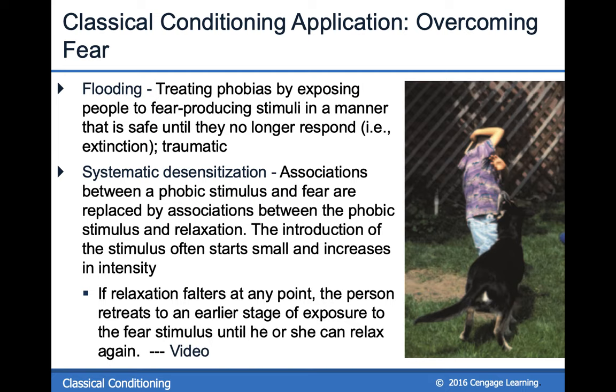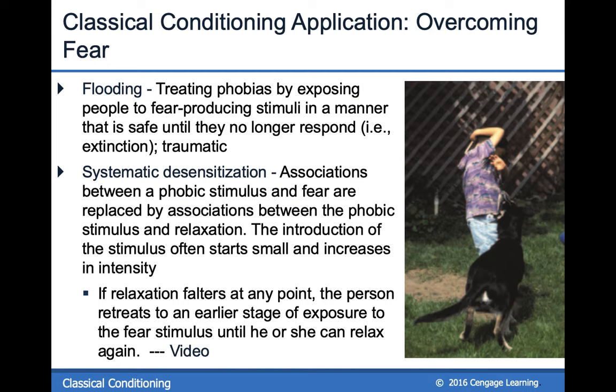A more calm version of this is what's called systematic desensitization. So associations between the phobic stimulus and the fear are replaced by associations between the phobic stimulus and relaxation. What they do is they have an introduction to the stimulus that starts off small and increases in intensity. So if we go back to our spider example, first maybe you would see a cartoon picture of a spider, and you look at that, maybe feel a little fearful, and you would do a relaxation, maybe a breathing technique, happy place kind of thing, until you're okay with the cartoon spider.